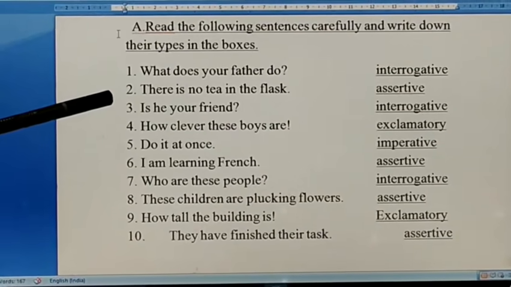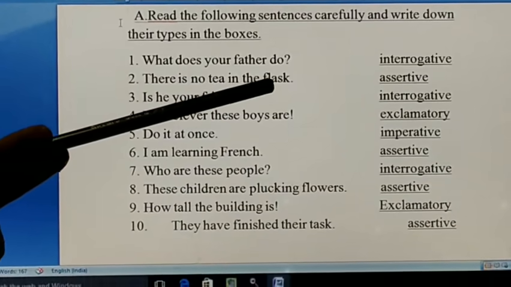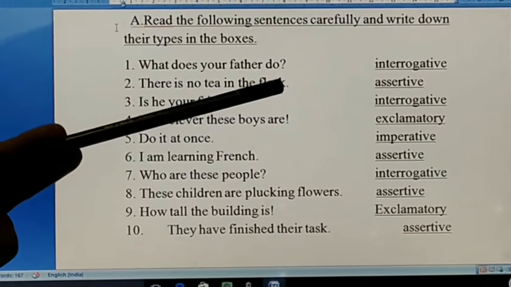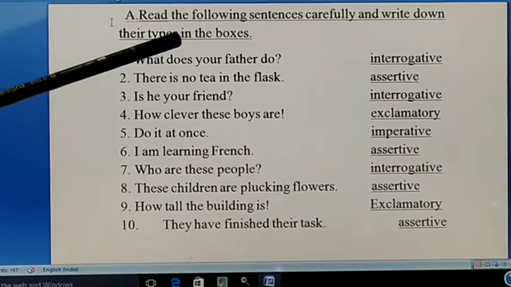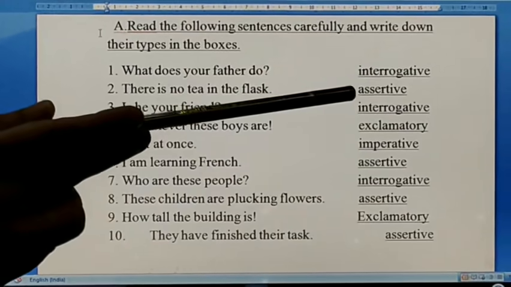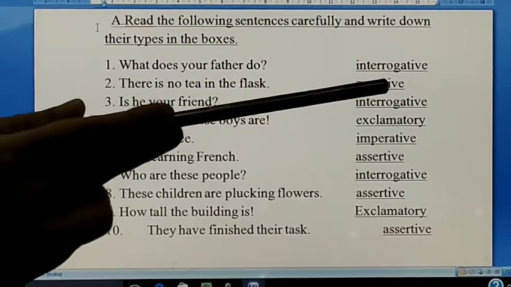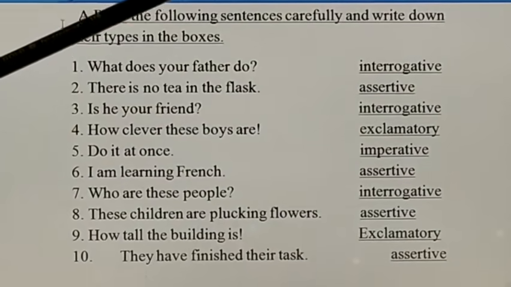Now just see the second one. There is no tea in the flask. Full stop. Can you see the full stop here? So this is a statement. So what you are going to write here? Assertive. Okay, so write assertive in the blank.